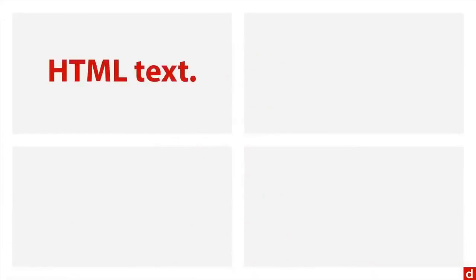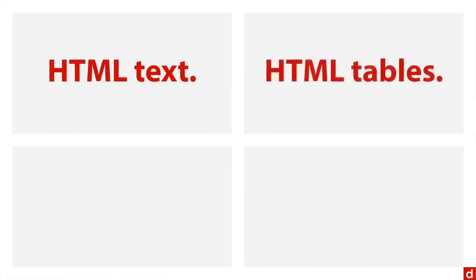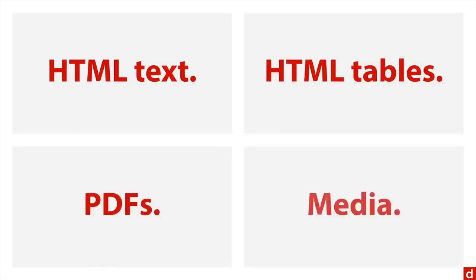Now, when you're dealing with scraping, you can get data in several different formats. You can get HTML text from web pages. You can get HTML tables, the rows and columns that appear on web pages. You can scrape data from PDFs, and you can scrape data from all sorts of media like images and video and audio. Now, we'll make one very important qualification before we say anything else.